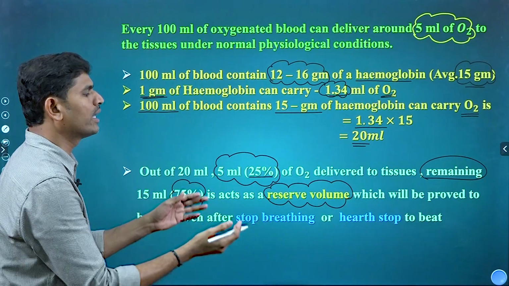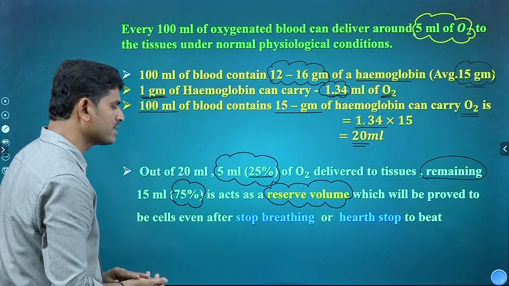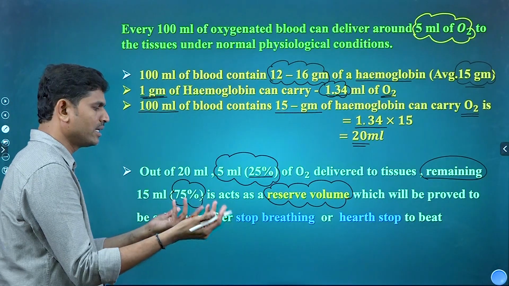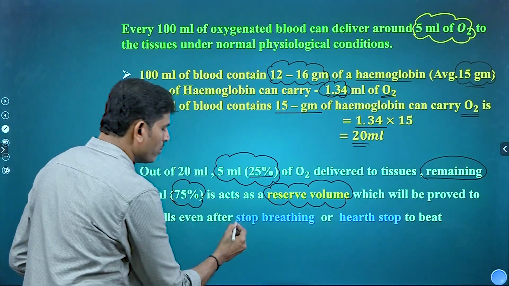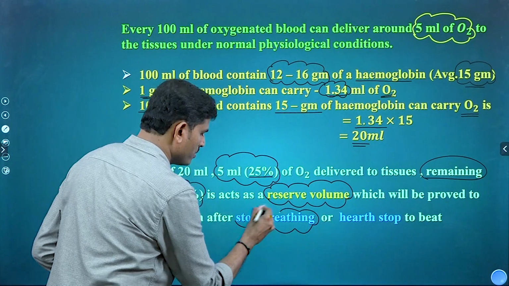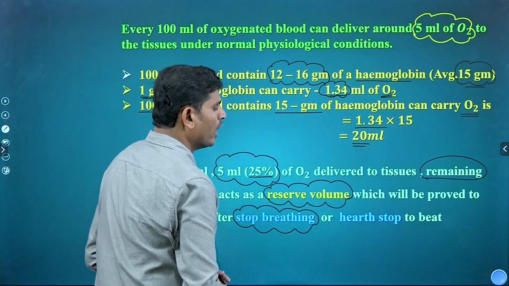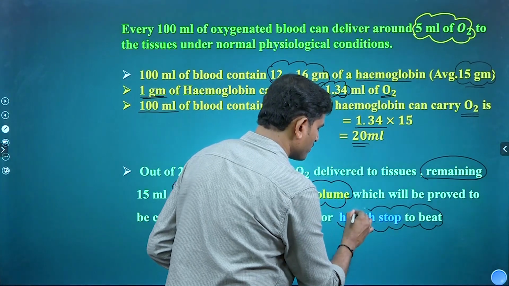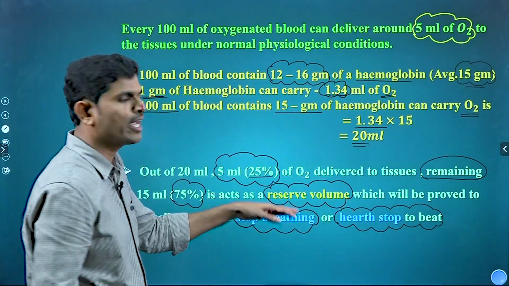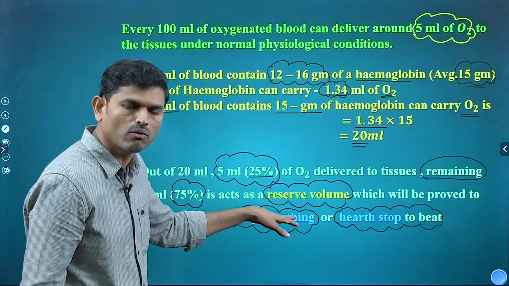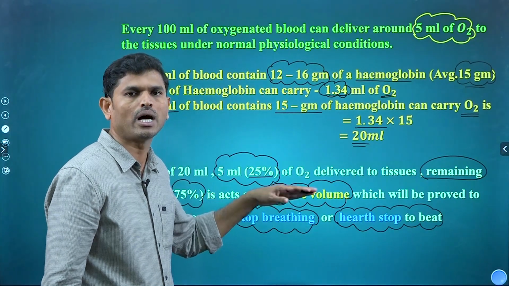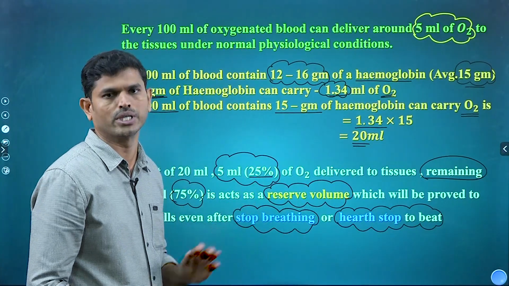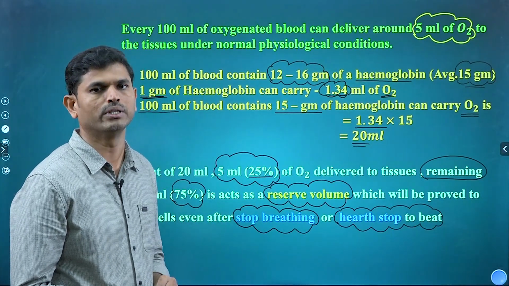And what is the purpose of this reserve volume? By chance, if the person meets with an accident and stops breathing or the heart stops beating, then in these conditions, for up to 4 to 5 minutes, the reserve volume of blood will be available to the cells. After that it will go to zero, and then the organism will die.